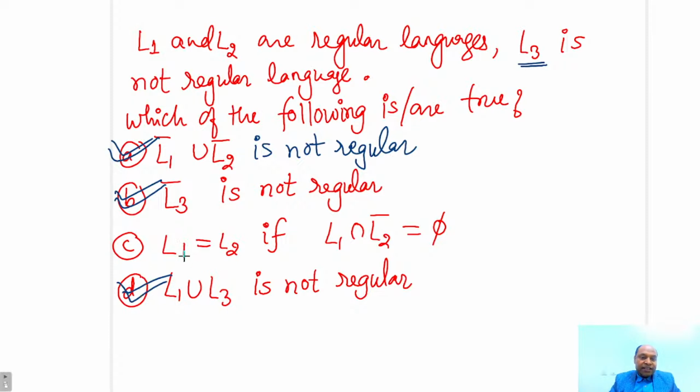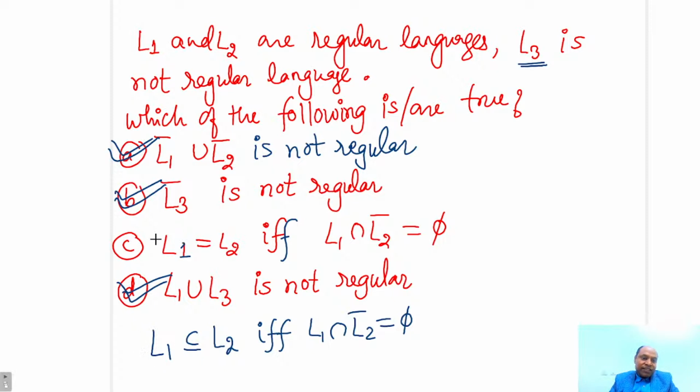Now let's check this particular part: L1 equals L2 if L1 intersection L2 bar is phi. There is a clear-cut formula: L1 is a subset of L2 if and only if L1 intersection L2 bar is equal to phi. This is not matching with this, so we can take it as false.